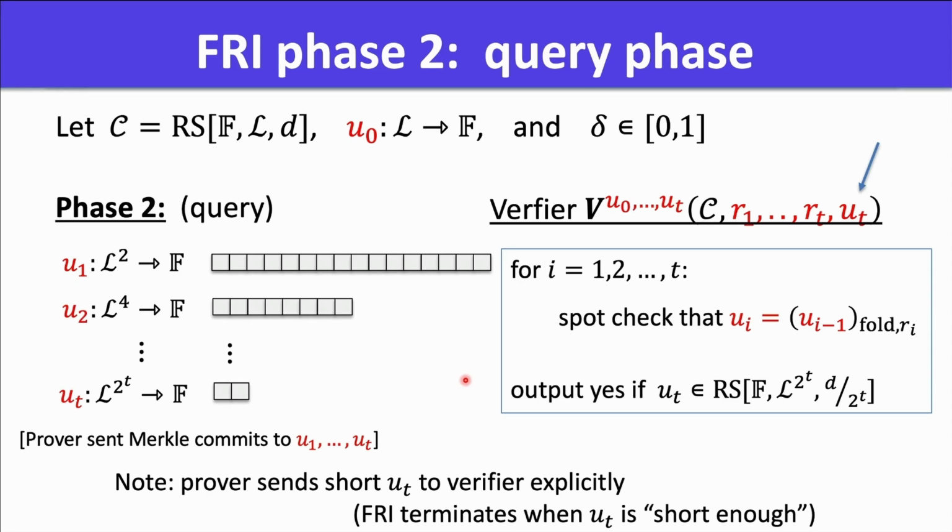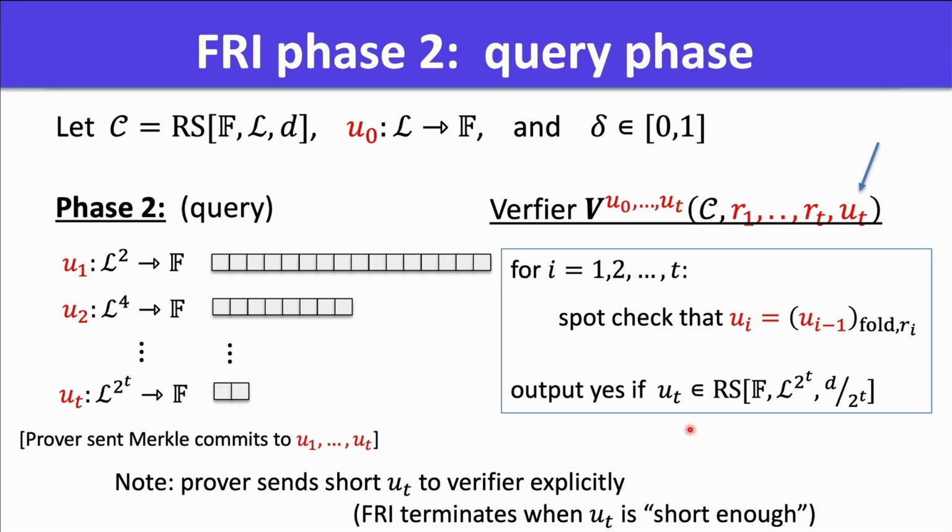But the first question you should ask is, why is this framework even likely to be sound? Why is this a valid IOP of proximity? So let's see. First of all, why is it complete? Let's say that U0 really is a code word in the Reed-Solomon code. The honest prover will honestly fold all these words over and over again. And if U0 is a code word, then U1 will be a code word, U2 will be a code word, and UT will be a code word. So all the spot checks will pass, and the verifier will accept the resulting interaction.